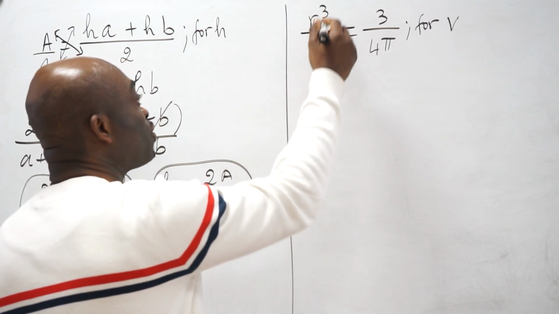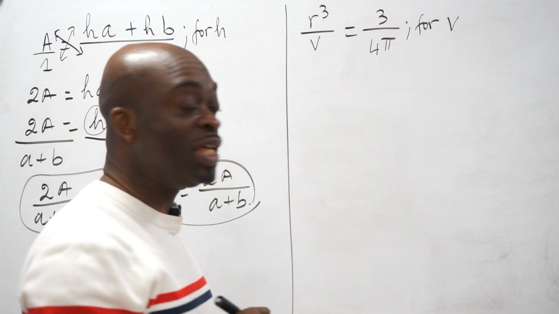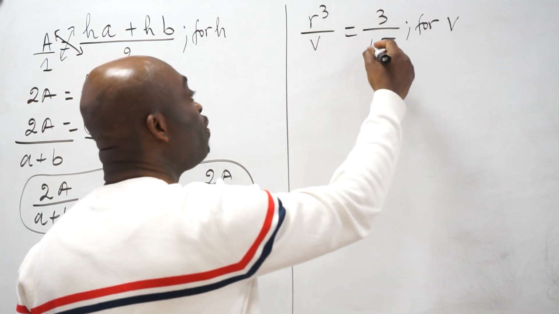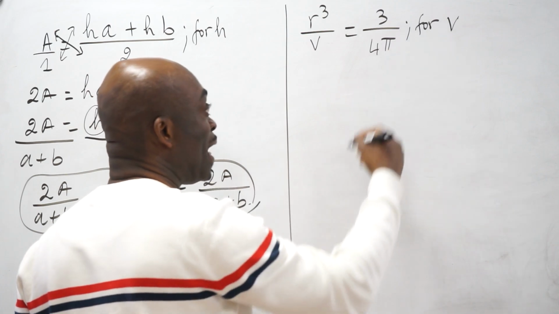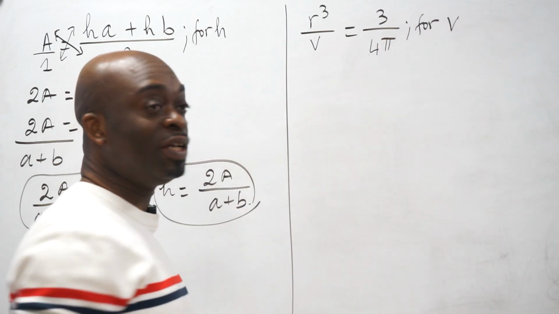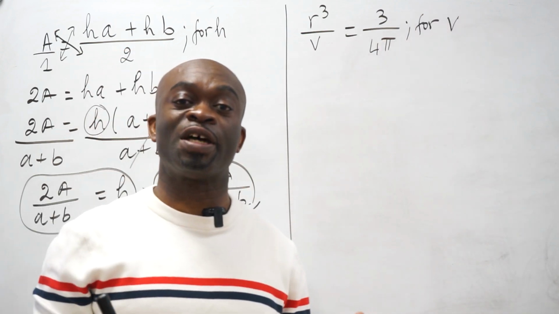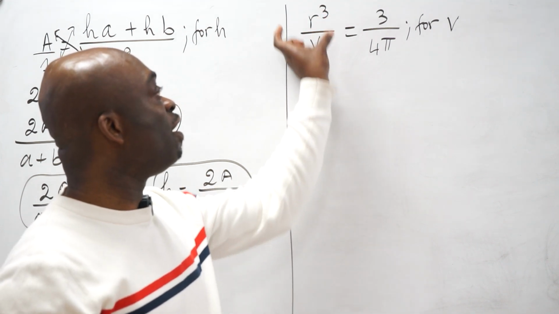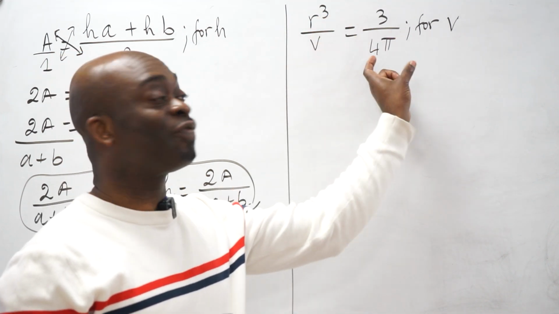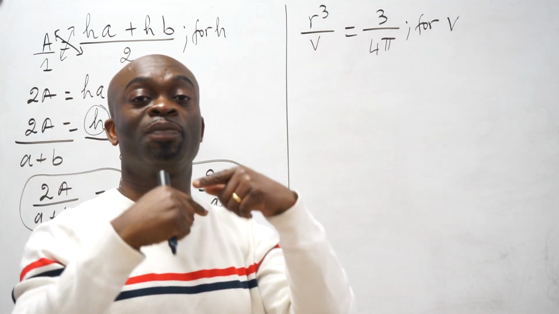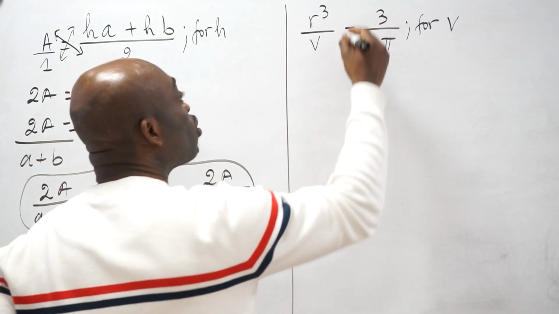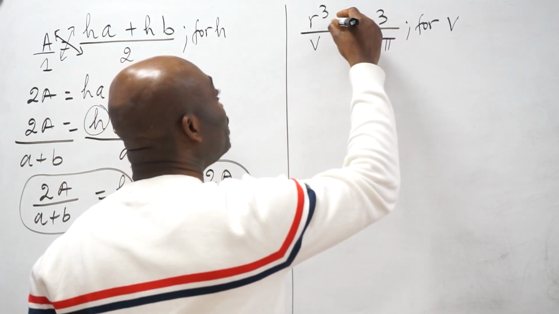Let's take care of the second one here. We have r to the third power over v equals 3 over 4 pi. What are we solving for? v. Again, when you see yourself in cases like this, where you have a fraction on the left side and another fraction on the right side, cross multiply. That's the best way to go. So you're going to cross multiply in this case.